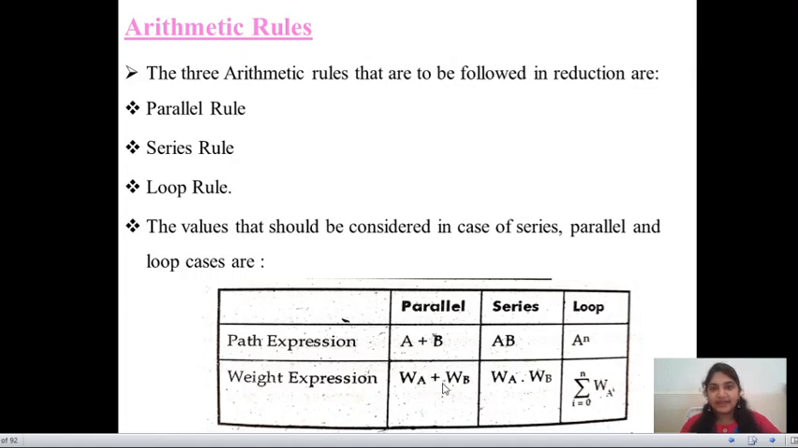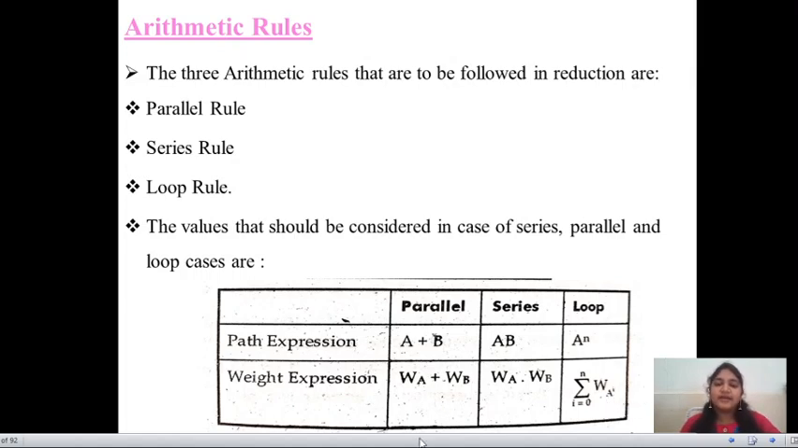For each and every link representation, we have to define the weight link. So the weight link is defined by 1. The weight expression: parallel means WA plus WB, series means WA into WB, and loop means sigma i equals 0 to n of WA. Whatever the weight is to be calculated, WA, WB, WC or whatever.